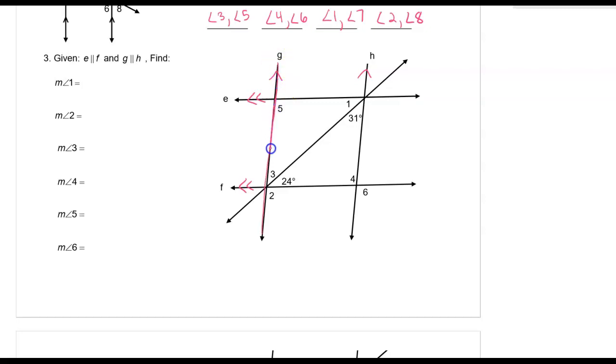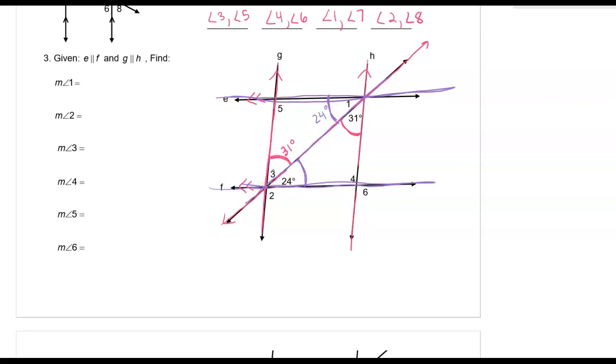If I think about line G being parallel to line H, and then that the slant here is the transversal, that created a 31-degree angle on the right, and that means angle 3 over here, whose alternate interior to that, is also 31 degrees. I can do the same thing with the 24-degree angle. If I focus on line E being parallel to line F and the same transversal, the diagonal transversal, created this 24-degree angle. That means angle 1 is also 24 degrees because angle 1 is alternate interior to that 24-degree angle.